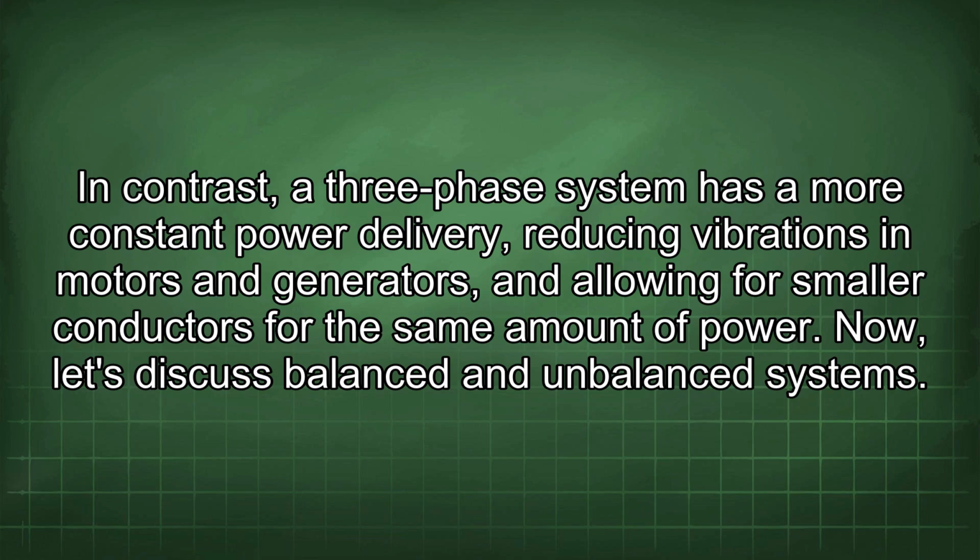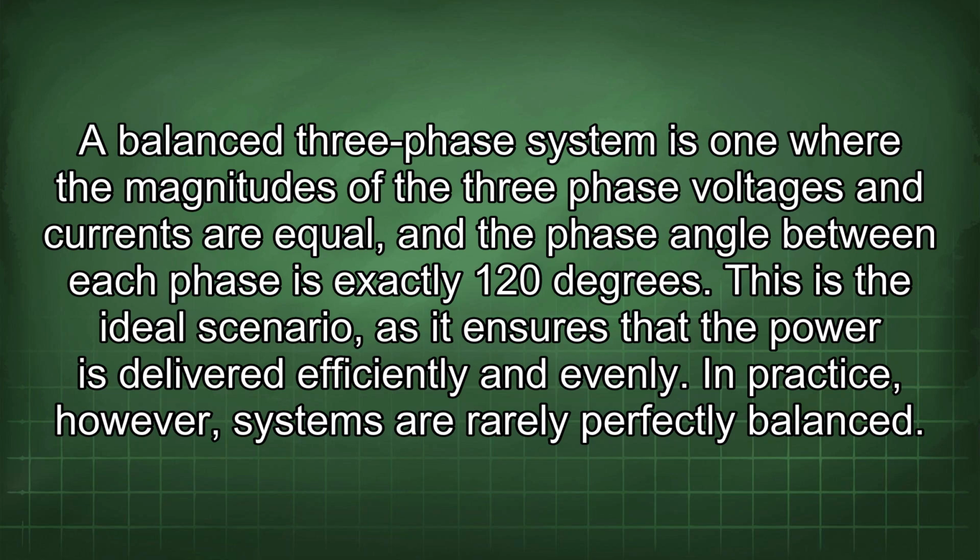Now, let's discuss balanced and unbalanced systems. A balanced three-phase system is one where the magnitudes of the three-phase voltages and currents are equal, and the phase angle between each phase is exactly 120 degrees. This is the ideal scenario, as it ensures that the power is delivered efficiently and evenly. In practice, however, systems are rarely perfectly balanced.